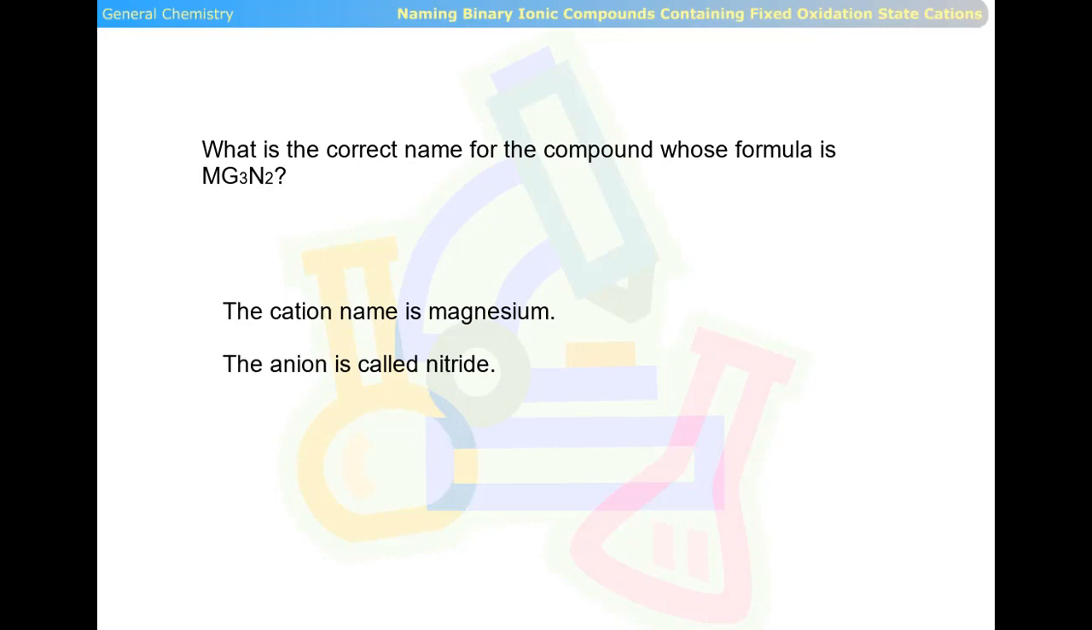What is the correct name for the compound whose formula is Mg3N2? The cation name is magnesium. The anion is called nitride. The compound is called magnesium nitride.